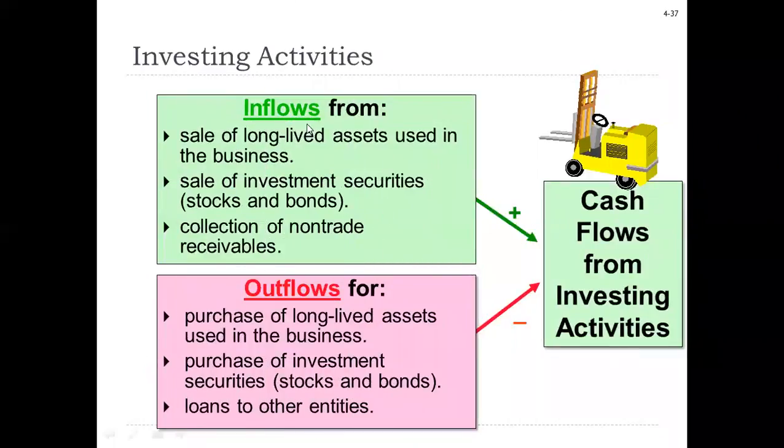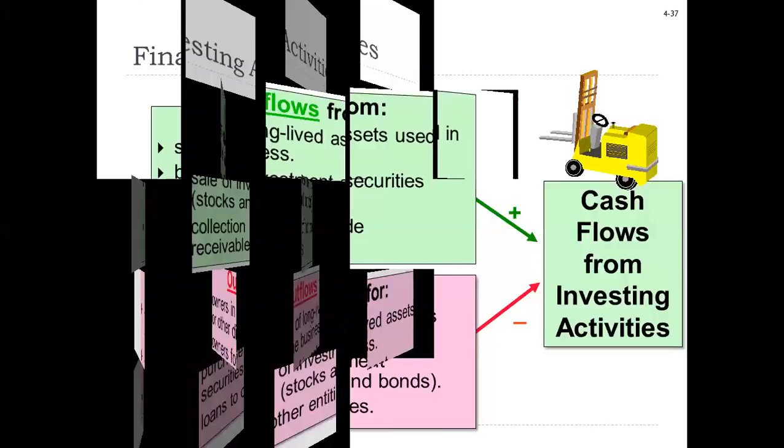Another section of the statement of cash flows is called investing activities. These are cash coming in and cash going out for transactions related to long-term assets, like property, plant, and equipment, long-term investments, and long-term receivables. So again, inflows and outflows. Investing activities are related to cash coming in or going out for transactions related to long-term assets.